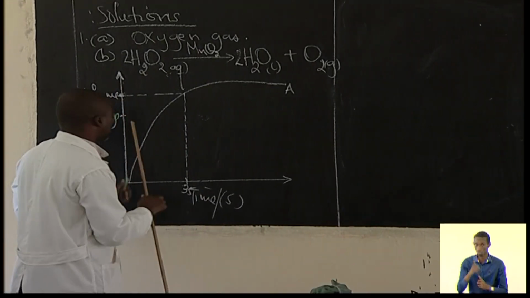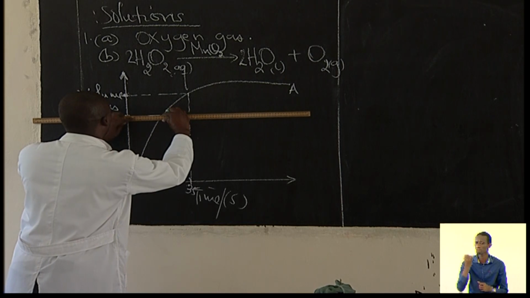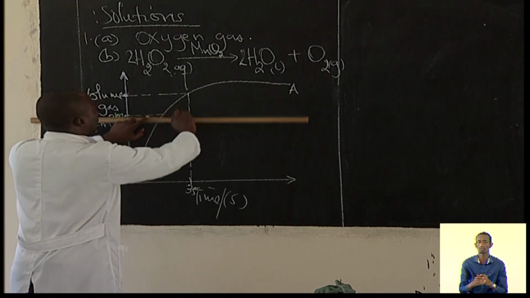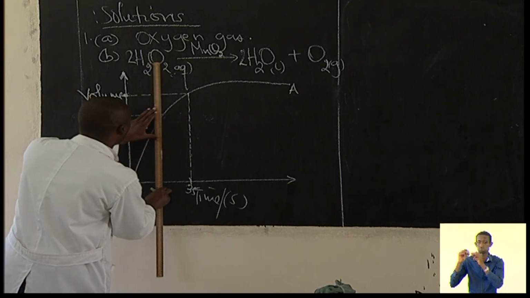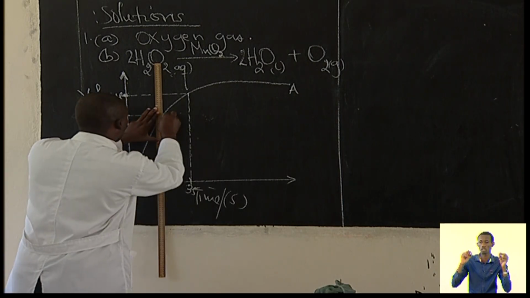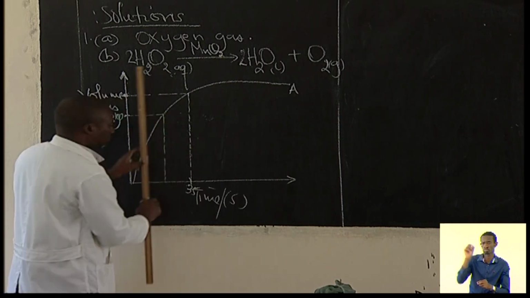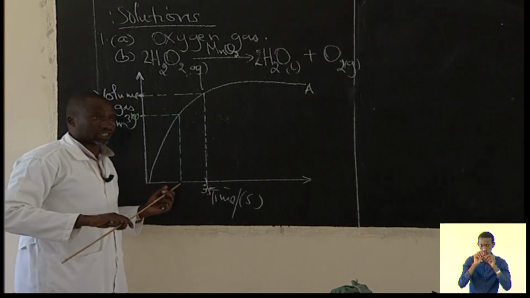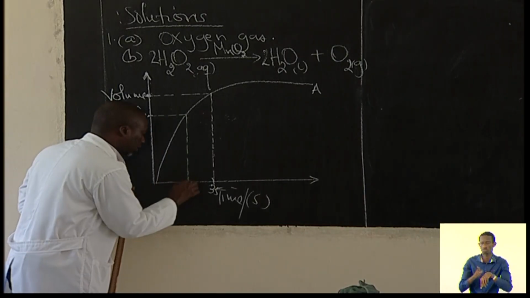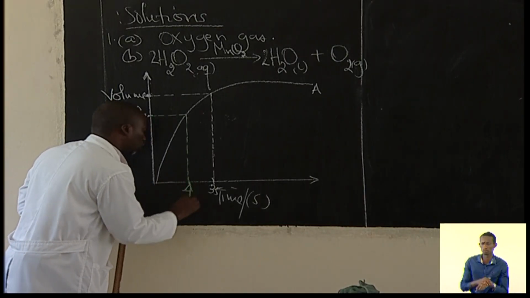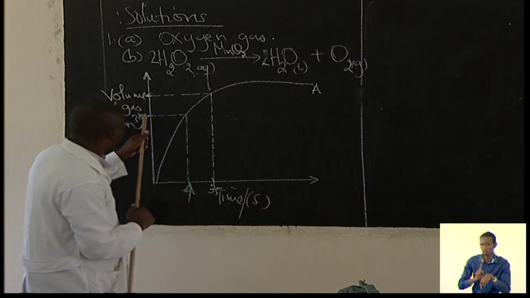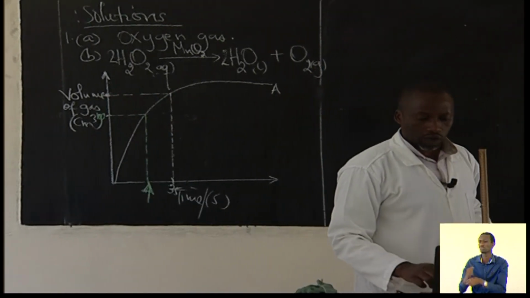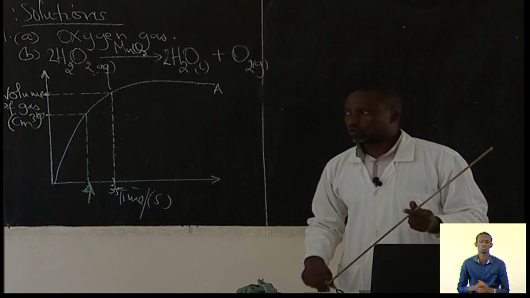Assuming this is 100, you draw a straight line touching the curve, and then draw another line moving down to the time axis. So this is the time. Now you read the time that is used. You read this time here. This is the time required to produce 100 cubic centimeters of the gas. So that is what you were expected to do.